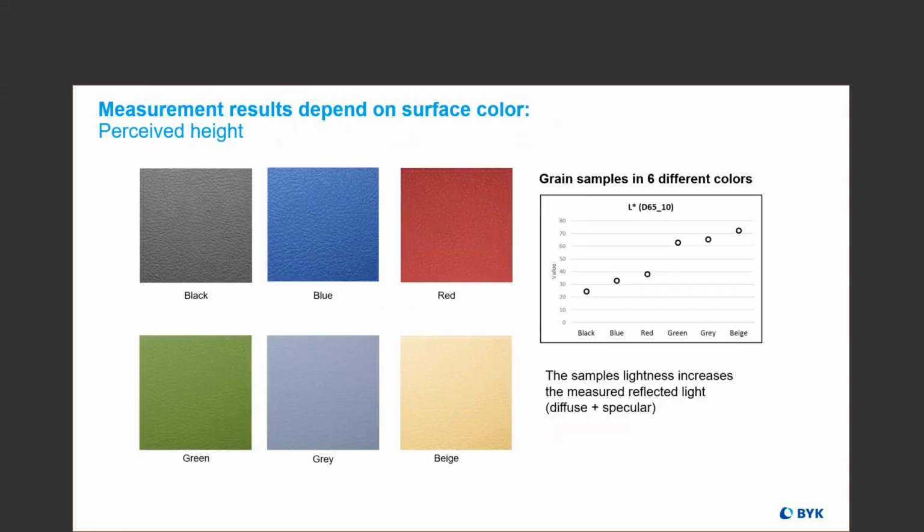So here we have 6 different samples of the same texture but different color. We can see the measured L values of each of these samples graphed here to the right, and the sample lightness increases as we go. The black sample is the darkest and the last sample is the lightest. Despite the fact that all these samples have the same physical texture, we're perceiving greater depth on the darker samples. The black, the blue, they look deeper, they look more textured than the gray and the beige because of the difference in the lightness values.